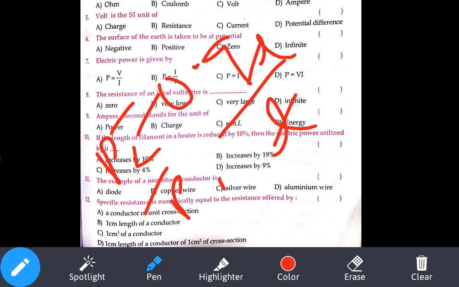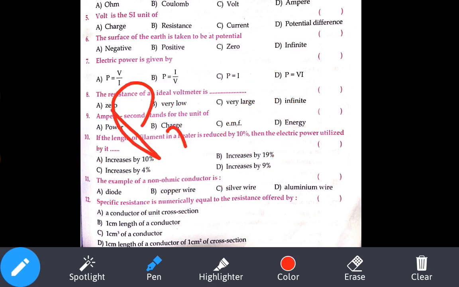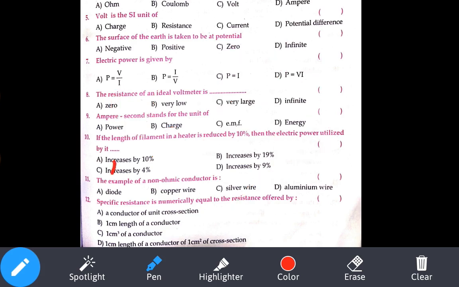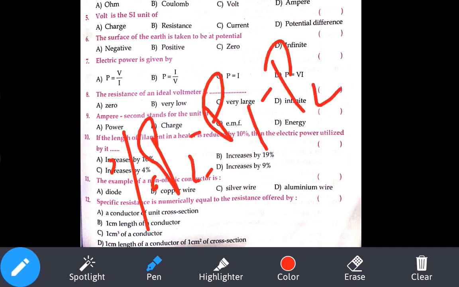P1 by P2. Ultimately what I can write, P2 is equal to 1 by 0.9 P1. Okay. Now we require the percentage change of P2. This is nothing but (P1 minus P2) by P1 into 100.